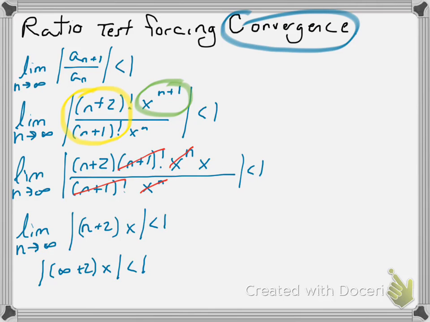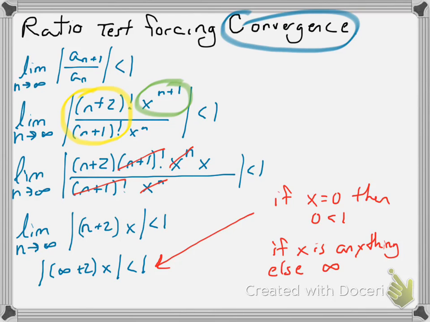And I want to know, when is that less than 1? Well, there are two scenarios here. If x equals 0, then I would have 0 times anything, even infinity plus 2, is 0. And that's true. But if x is anything else, then I'm going to have infinity, because infinity times anything is going to be infinity. And less than 1, we already talked about that. Well, infinity is not less than 1. That's false. So my radius is 0. If I move any distance away from that center, I have a false statement.